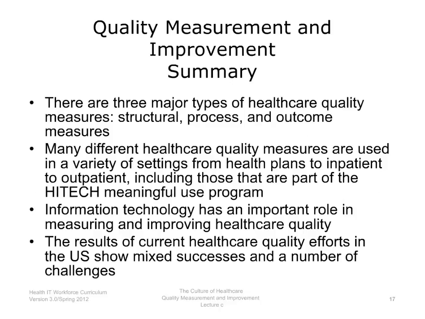This concludes quality measurement and improvement. In summary, this lecture has discussed that there are three major types of healthcare quality measures: structural, process, and outcome measures. Many different instances of these healthcare quality measures are used in a variety of settings, from health plans to inpatient to outpatient, including those that are part of the high-tech meaningful use program. Information technology has an important role in measuring and improving healthcare quality. Finally, the results of current healthcare quality efforts in the United States show mixed successes and a number of challenges.